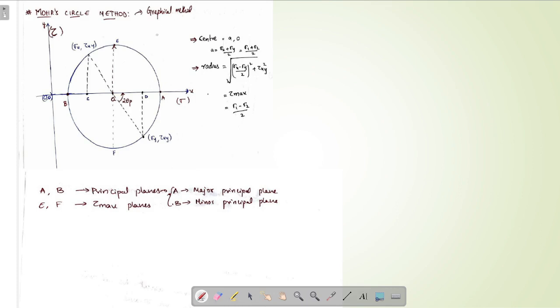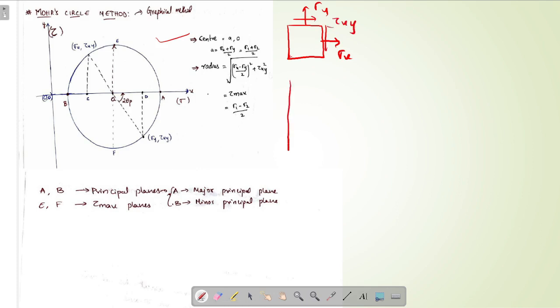Till now, we have seen the numerical analysis. Now let's see the graphical method. This method is also known as Mohr circle method. We will be drawing the Mohr circle by using the same loading condition as the numerical method. The loading condition is something like this: sigma x, sigma y and tau xy.